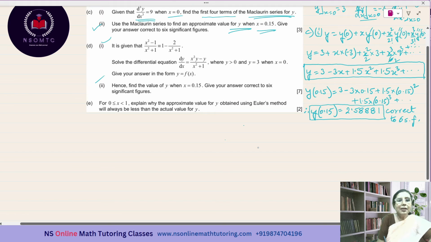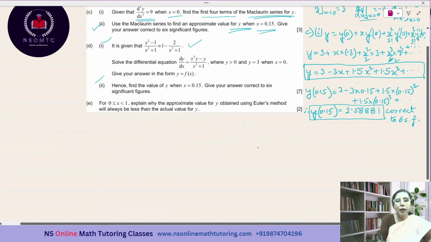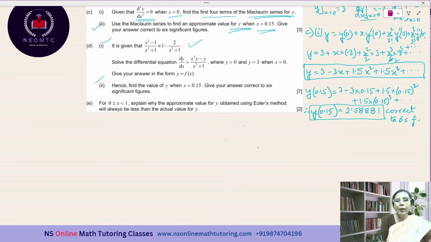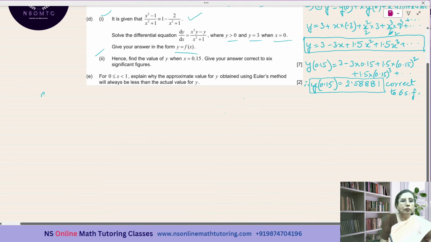Part D(i) is saying it is given that (x squared minus 1) over (x squared plus 1) is equivalent to 1 minus 2 over (x squared plus 1). Solve the differential equation dy/dx equal to (x squared y minus y) over (x squared plus 1), where y is greater than 0 and y equal to 3 when x equal to 0, and give your answer in the form of y equal to f of x. For D(i), I'll be using the separation of variables method.